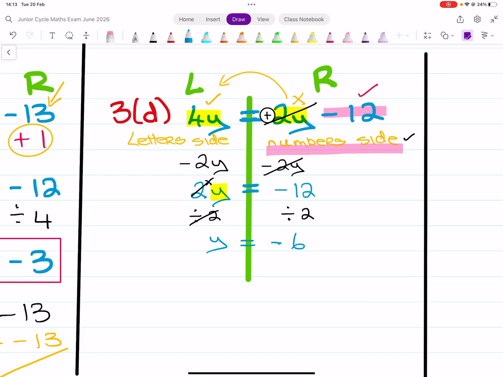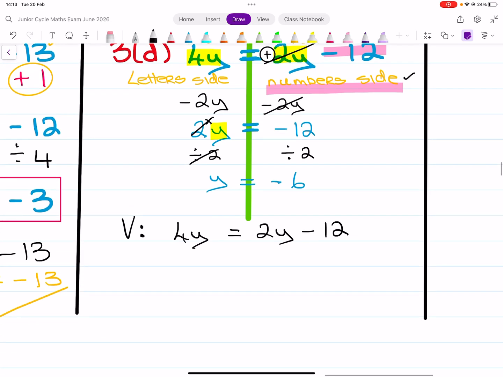And as usual, I won't commit until I verify. So I have 4y equals 2y minus 12. So this is 4 times -6. This is 2 times -6 minus 12. So all I've done is change the y into a -6, change the y into a -6, because that's what I think the answer is.